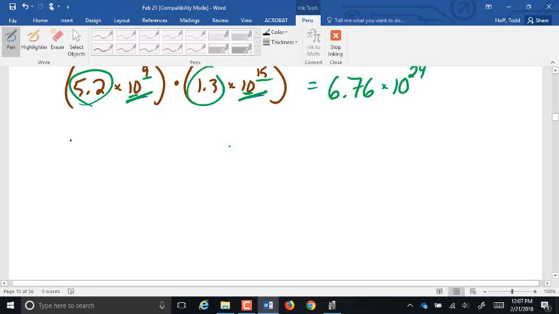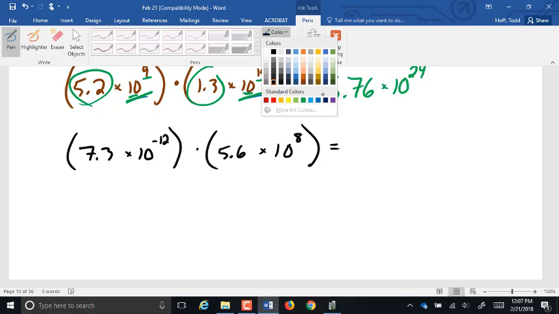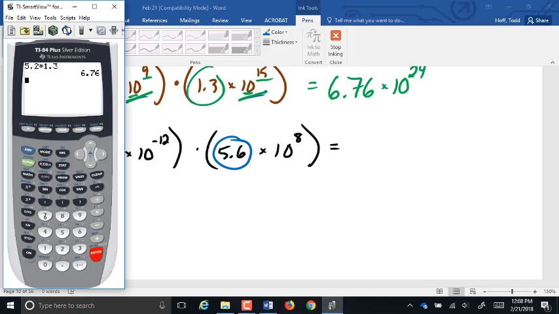Just like with addition, we can run into issues like this. 7.3 times 10 to the negative 12th times 5.6 times 10 to the 8th. Again, notice the powers of 10 are not the same because we can multiply things with different names. So we'll start out combining the count. 7.3 times 5.6.